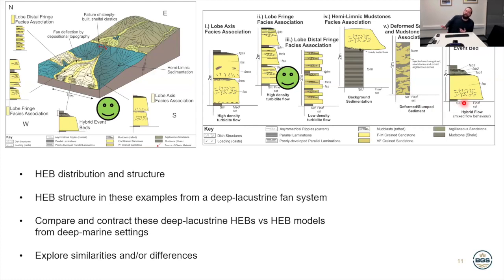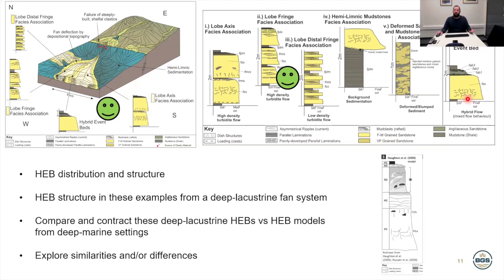But within that bit of study, the hybrid event beds were brought in as, oh, this is a bed type. At that point, we thought that the hybrid event beds could coexist with perhaps the lobe axis facies association, or the lobe fringe facies association for that matter, but perhaps didn't explore enough about where they actually were located, what they were composed of, and what controlled that. So we've been doing a lot more work on the HEB distribution and structure, essentially looking at the models from Haughton et al. 2009.